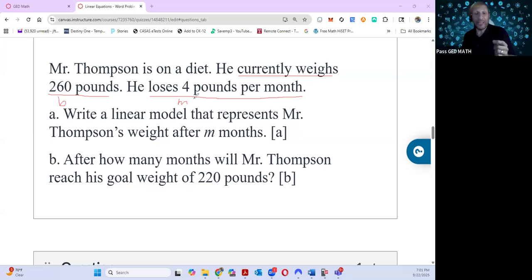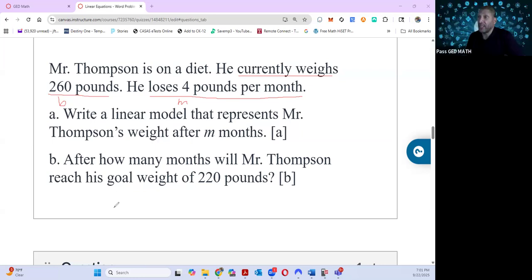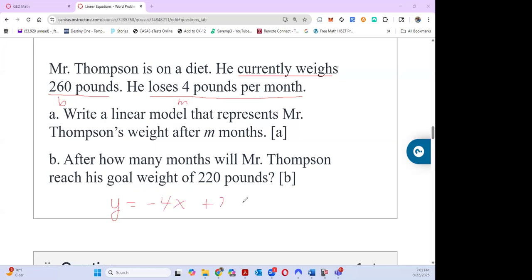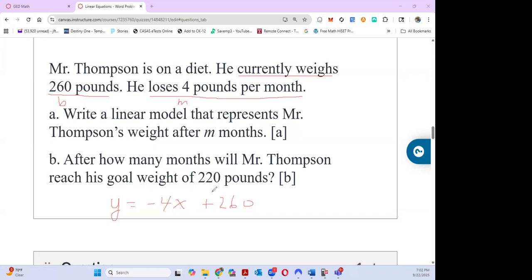So my M is not going to be 4. It's going to be what? -4. So my equation is Y equal -4x plus 260. I identified what's going to change. I'm losing 4 pounds, so that's why I got the -4, because I'm losing 4 pounds per month. My B is what I started with. That's my initial weight. That's not going to change. 260. Everybody understand that? Yes. That's my linear equation right there.